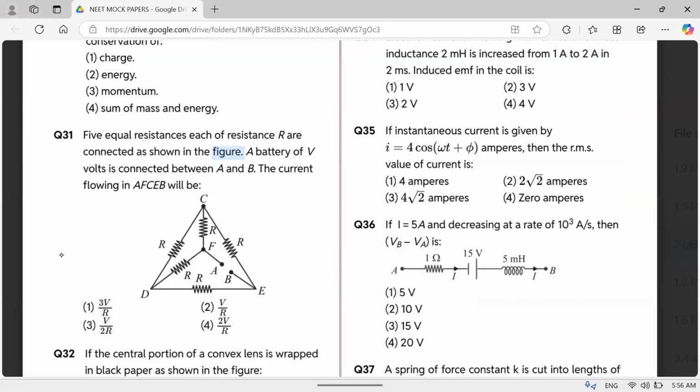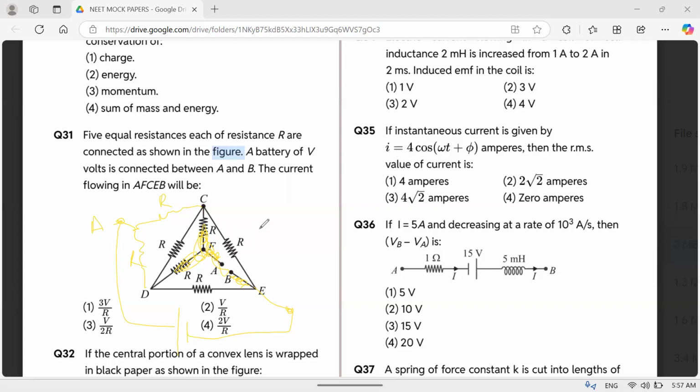Five equivalent resistances, each of resistance R, are connected as shown in the figure. A battery of V volt is connected between A and B. The current flowing in AFCEB will be equal to how much? What you do is you take this resistance out. This will be your A. You forget about this one for the time being. Now it is gone. This is A. You take this B outside. This also you forget. So here positive, here negative. So you have this resistance R and this resistance R, of totally 5. Is it forming a Wheatstone bridge or not?